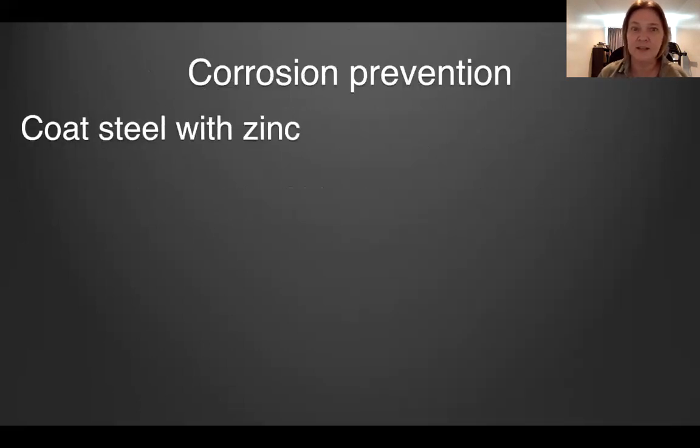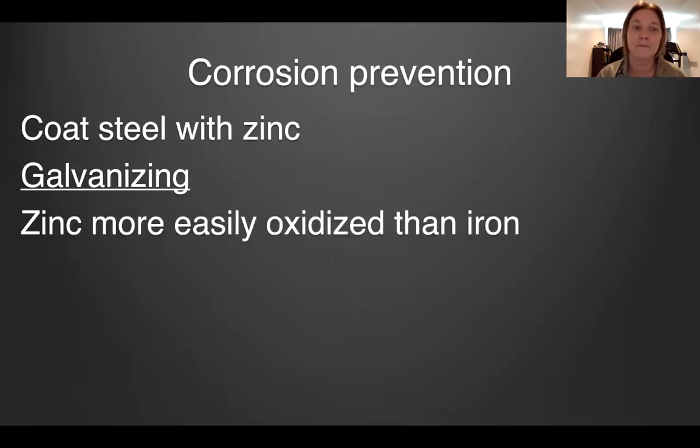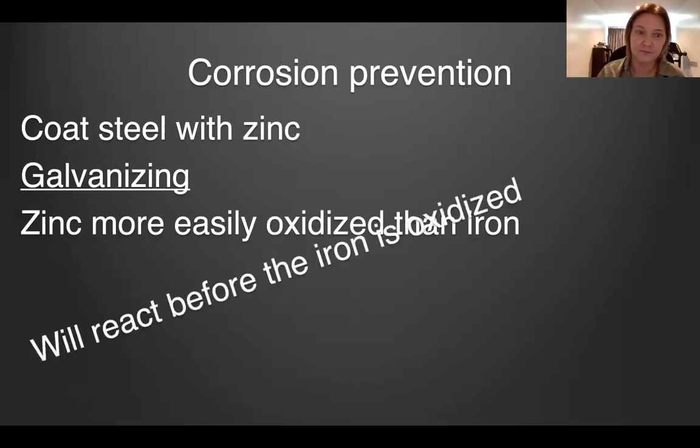So how do we prevent this from happening? We can coat the steel with zinc. This is called galvanizing. Remember when I said at the beginning that voltaic cells are also called galvanic cells? Zinc is more easily oxidized than iron. That goes back to the oxidizing and reducing agent video that I talked about, and the table that you have in your book about which metals are more likely oxidized or which ones are more likely reduced. So zinc is more easily oxidized than iron.